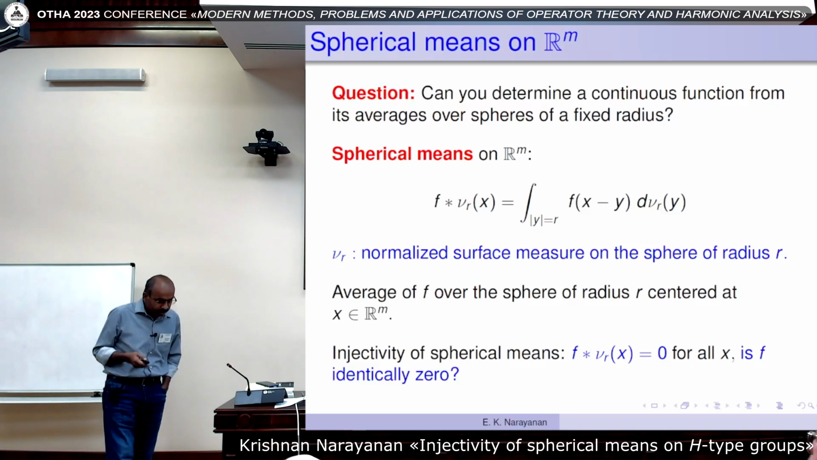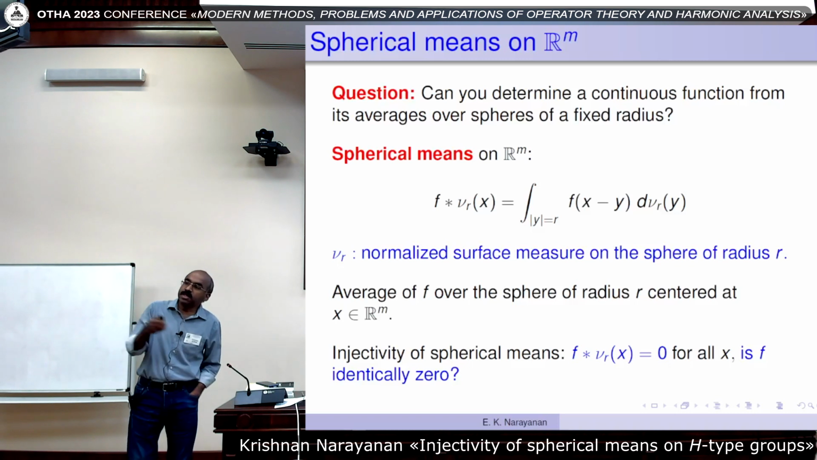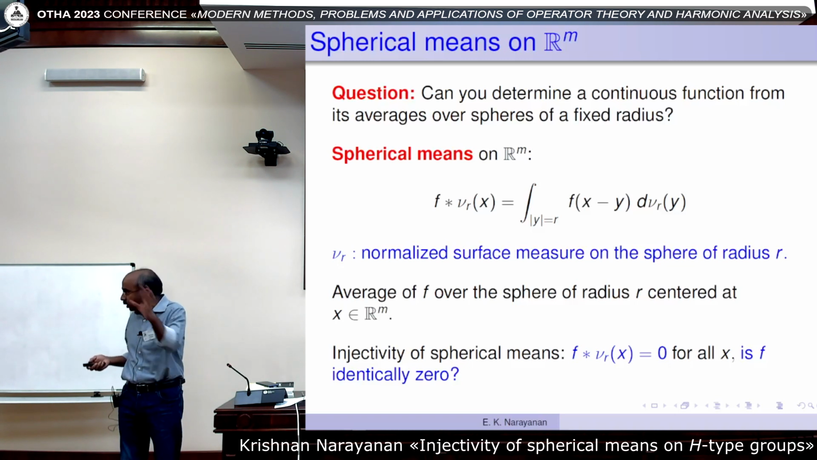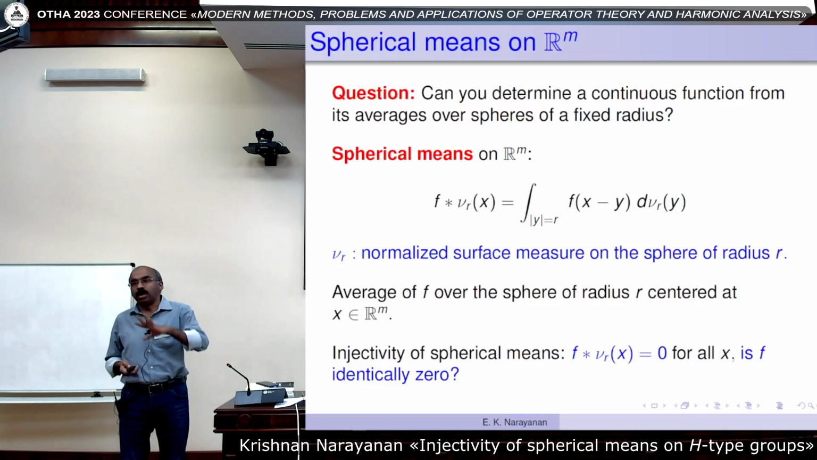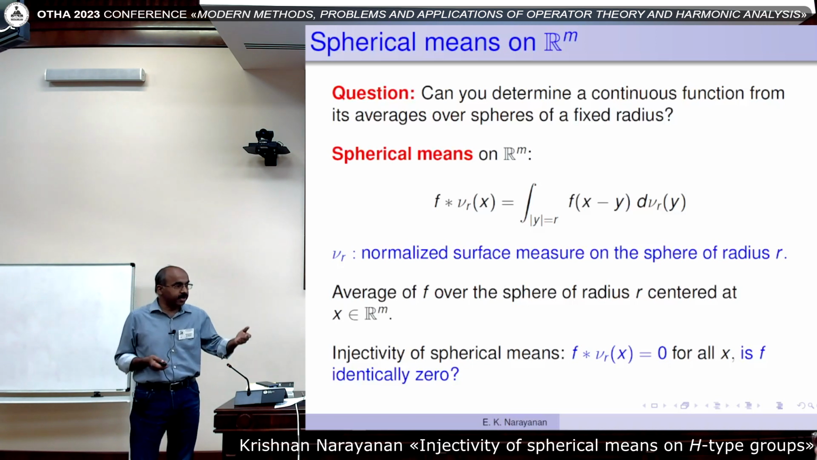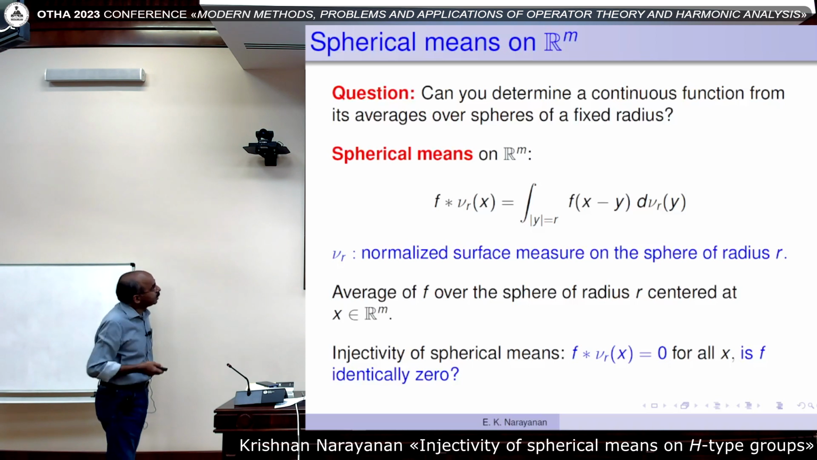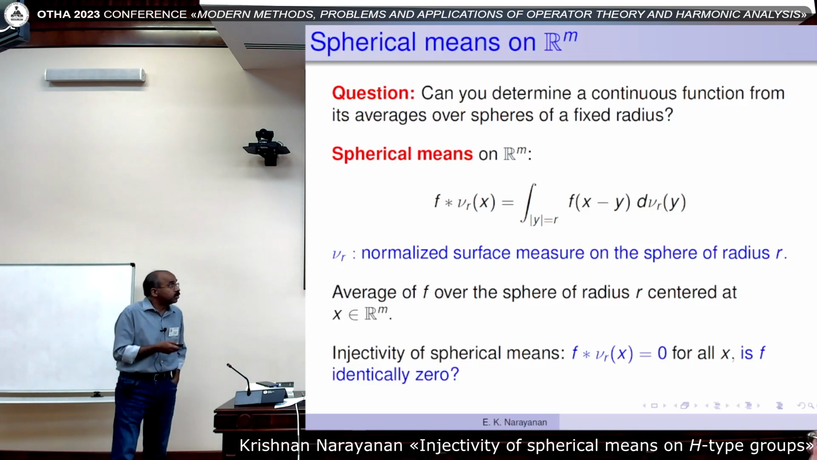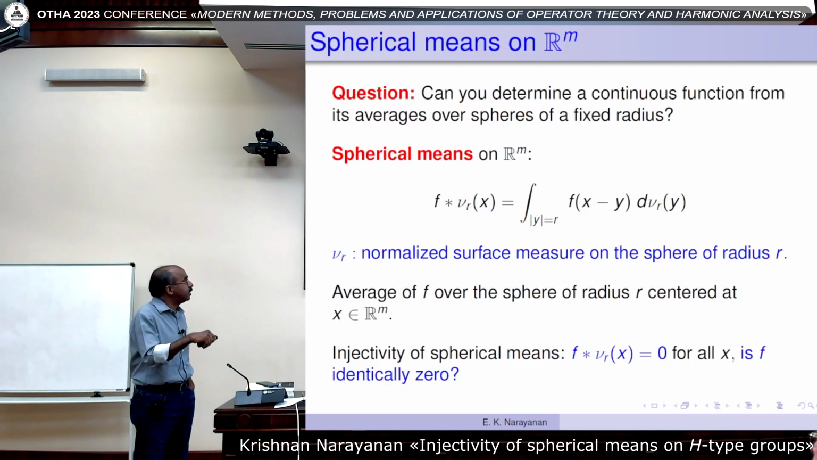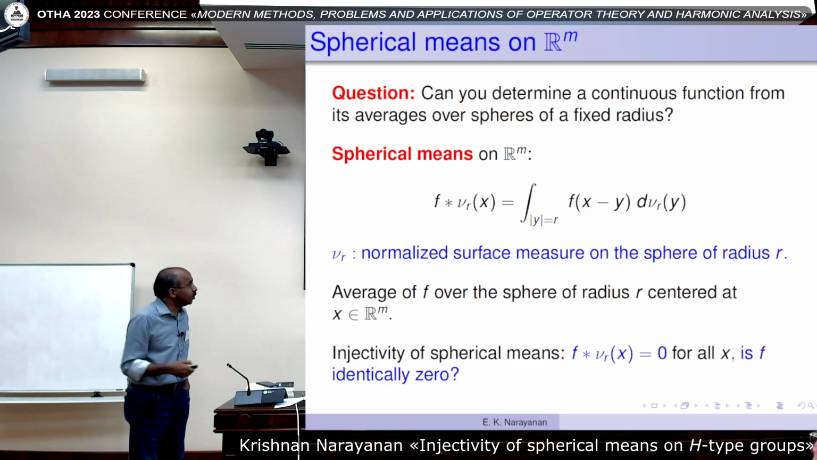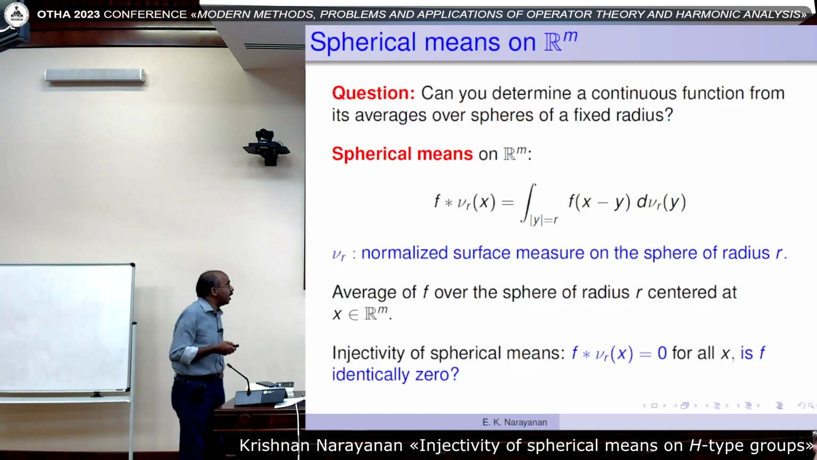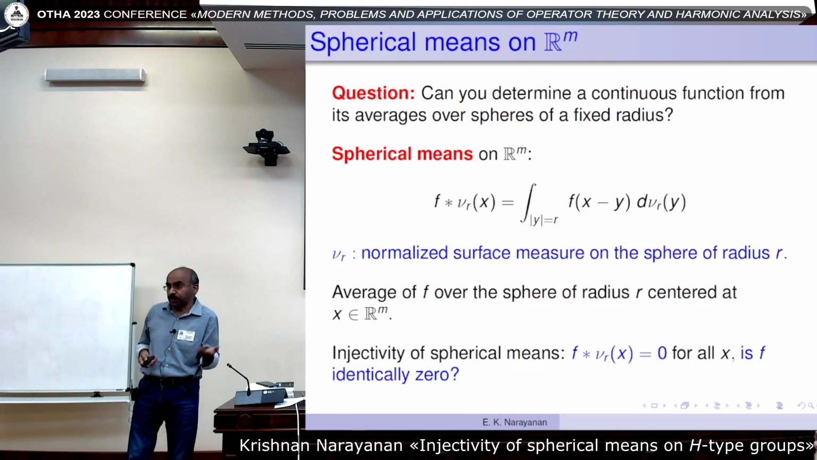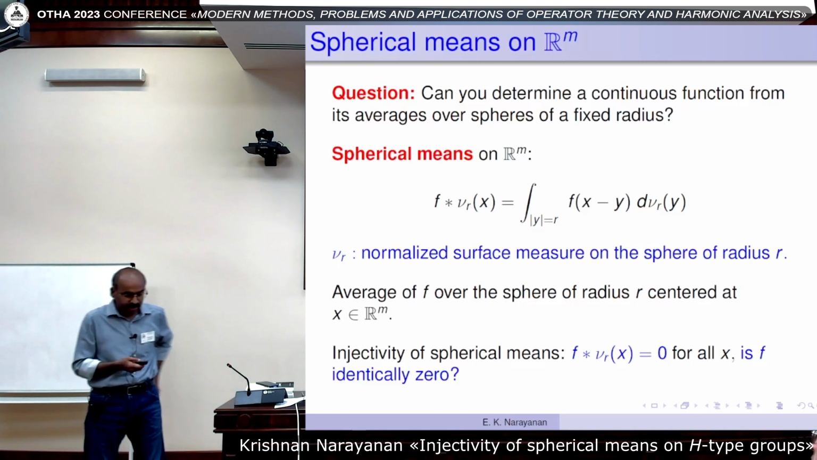Spherical means on R^m, the averages over the spheres, can be written as a convolution. You look at the normalized surface measure on the sphere of radius r and look at the convolution with f, that's precisely the average of f. These are the spherical means. Keep the notation: nu_r is the normalized surface measure on the sphere of radius r centered at 0, and you are looking at averages of functions. The question we are interested in is, if f convolved with nu_r is identically 0, then can you say f is 0, right. That would be the injectivity question we are interested in.